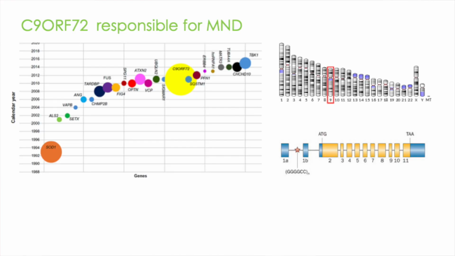We don't really know what causes motor neuron disease, the underlying mechanisms, but there are definitely loads of theories about it. And the main one at the moment is this big yellow dot here, which is a gene called C9orf72. And as you can see in the graph, this is all the research that's been going on over the years.